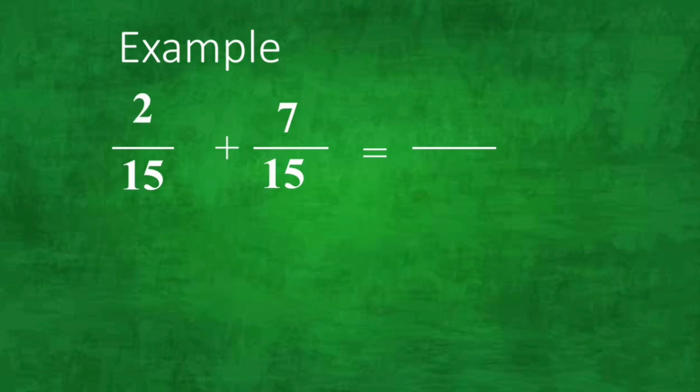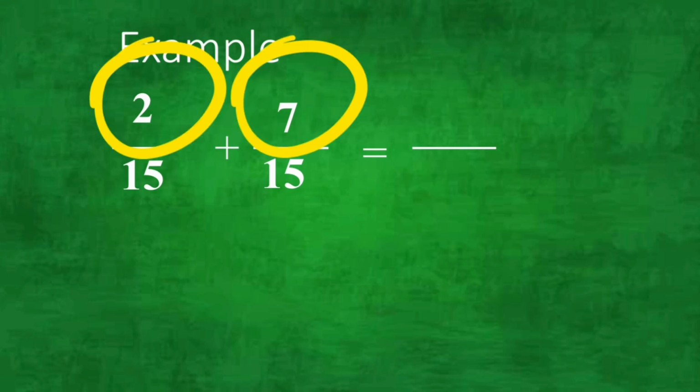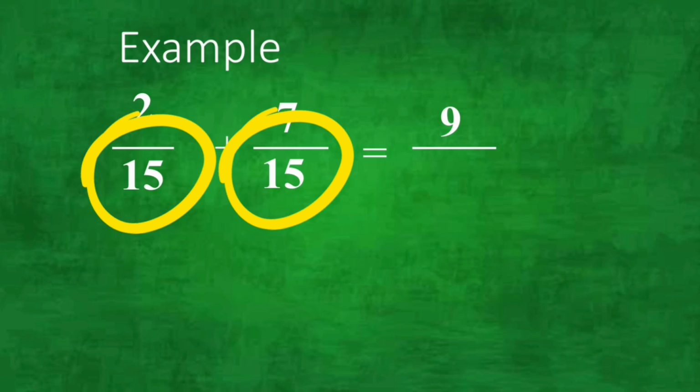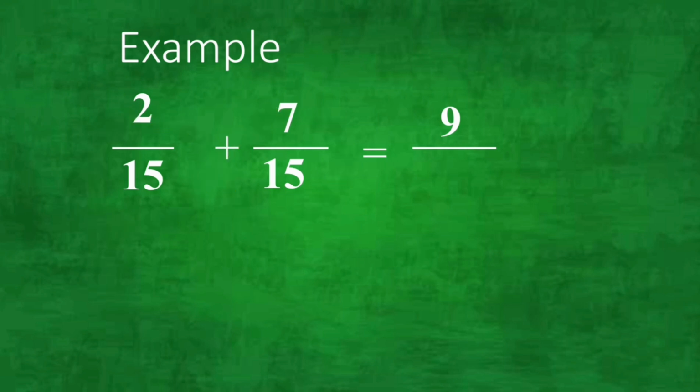Let us have another example. 2/15 plus 7/15. Add the numerators. 2 plus 7 is equal to 9. Then copy the common denominator, which is 15. Our answer can still be reduced in lowest term. Now, how can we reduce 9/15 in lowest term?